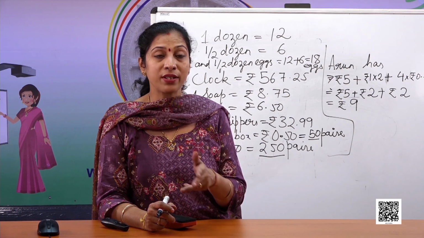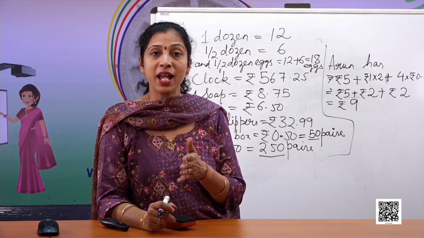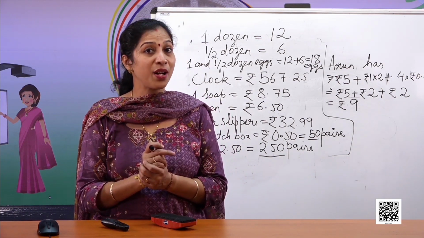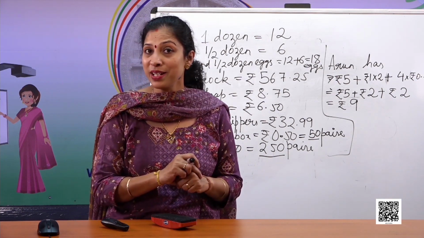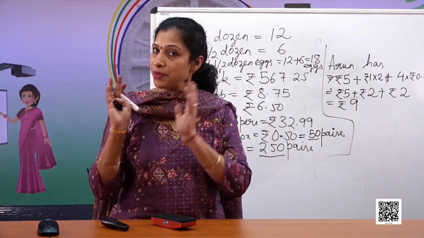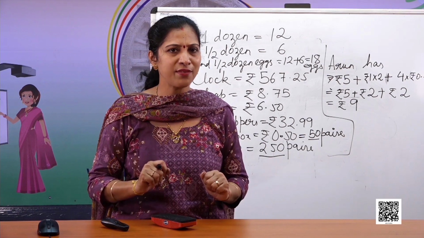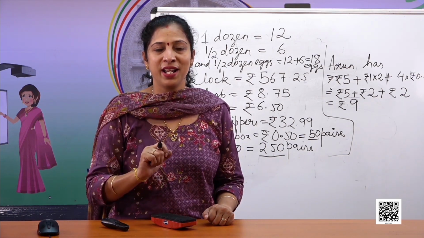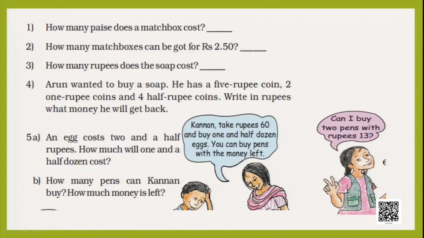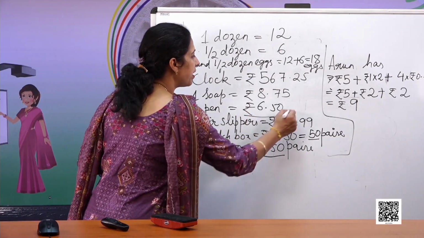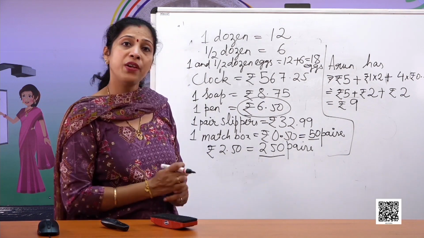You can find this out by first multiplying and finding the total price of the eggs. Then you subtract it from how much money Mama has given. Mama has given 60 rupees. So you subtract that amount from 60 rupees. You find out yourself whether Kanan can buy a pen or not. Now Kanan's sister is asking, can I buy 2 pens with rupees 13? Let's see what is the price of 1 pen. Price of 1 pen is 6 rupees and 50 paise.